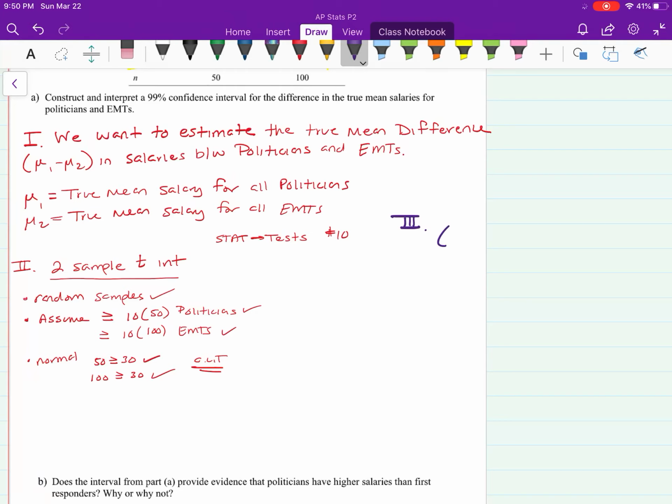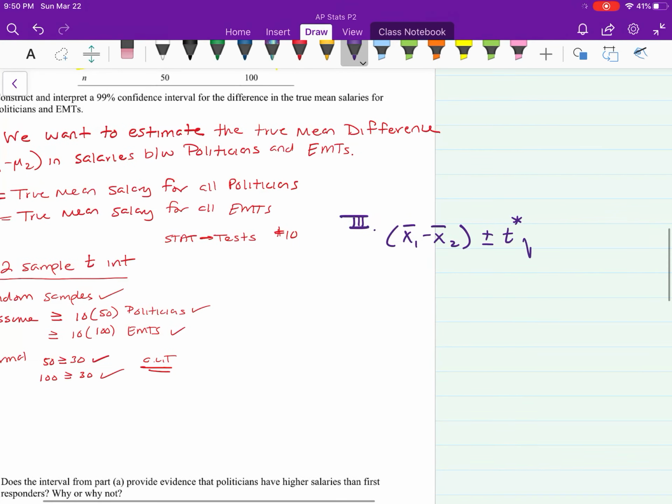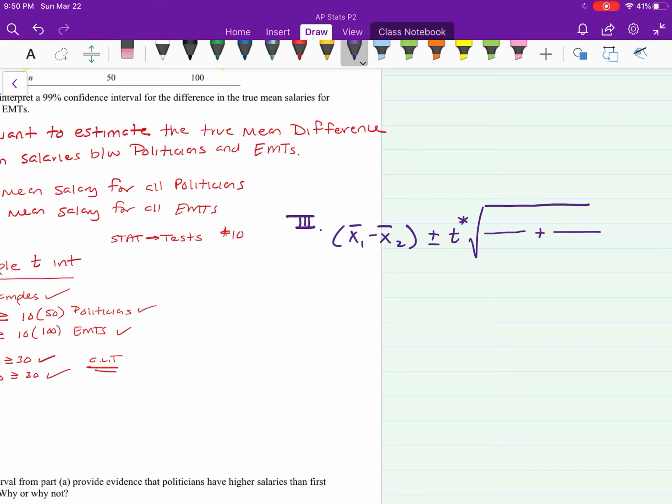This is going to be, instead of p hat 1 minus p hat 2, you've probably guessed it, x bar 1 minus x bar 2 plus or minus, not a z star, this is going to be a t star, so we're going to have to go to table B. And then the rest of it, the standard error part, bear with me here. Again, I can already hear the complaints. This is going to be standard deviation squared over sample size 1, and then standard deviation squared over sample size 2. And if I want to put a little 1 and a 2 there, that's fine.